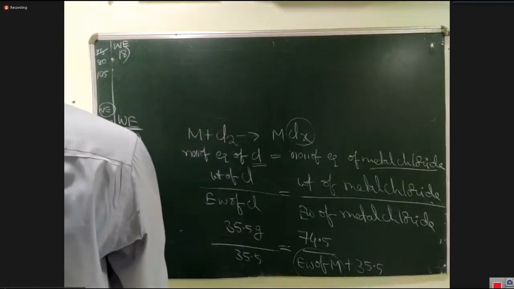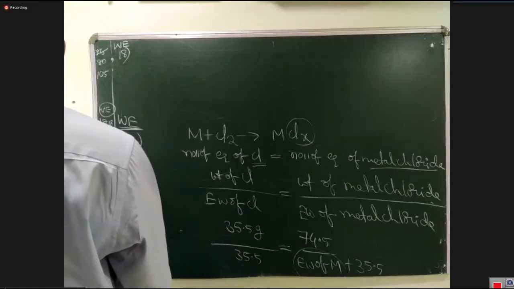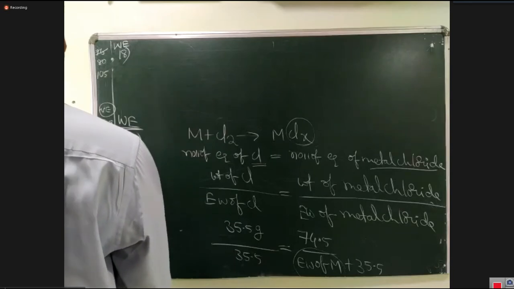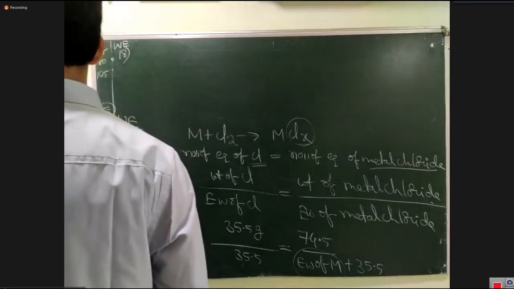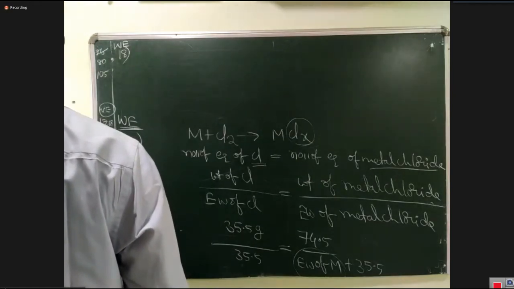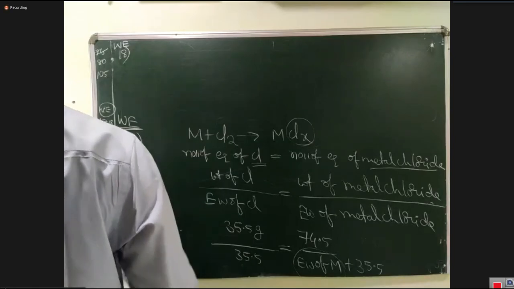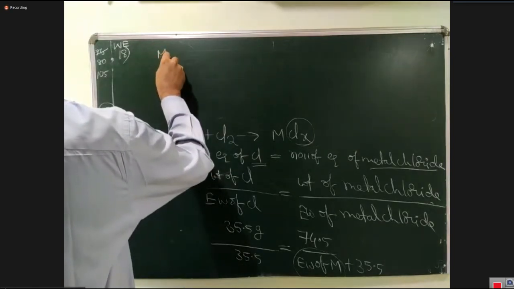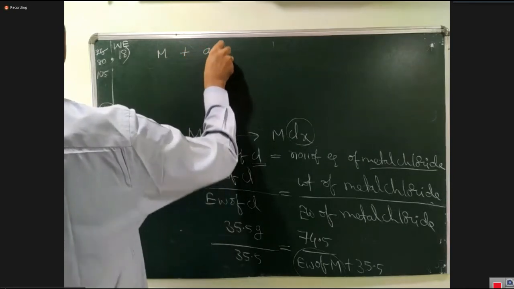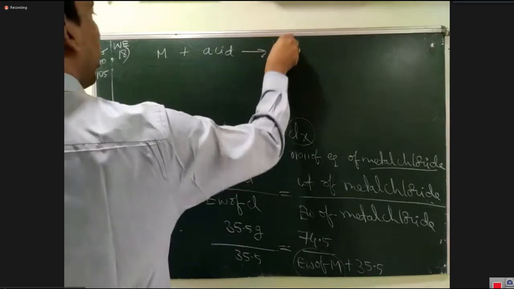Next. Question 18: 24 grams of metal reacts with an acid and liberates 22.4 liters of hydrogen at STP. Equivalent mass of the metal is? Metal reacts with acid, and liberates hydrogen H2.